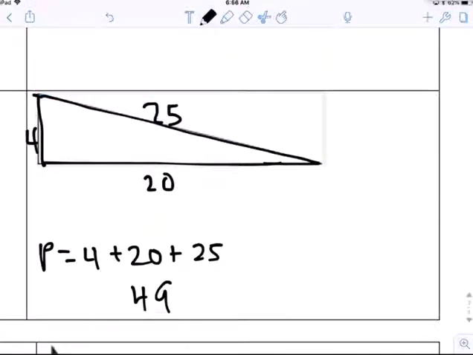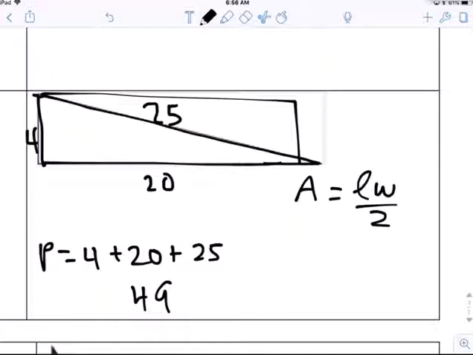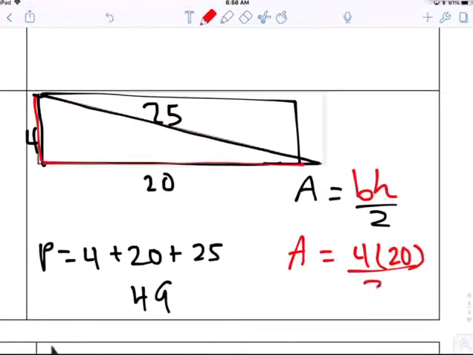Okay, and then after we do that, you do area of it, because it's only half of a rectangle. Area equals length times width divided by 2, and they can also say base times height divided by 2. Area equals 4 times 20 divided by 2. Area then equals 40. Whatever it is, unit squared.